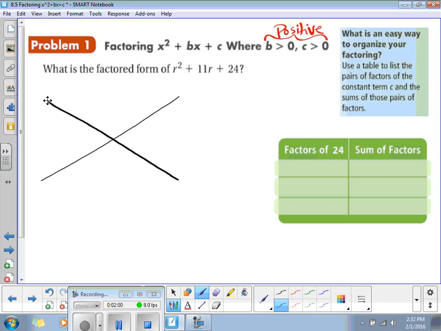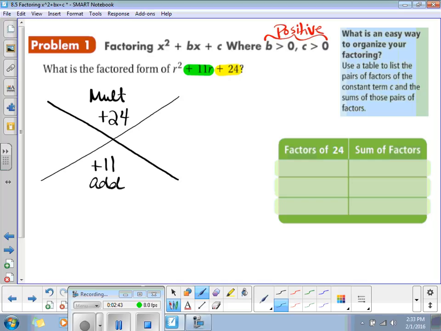Okay? So, according to what we just wrote down in the introduction, when we multiply, we want this to be the c term. We want that to be c. So, when we multiply, we want a positive 24. When we add the factors, we want to end up with b. Okay? So we want to end up with a positive 11.